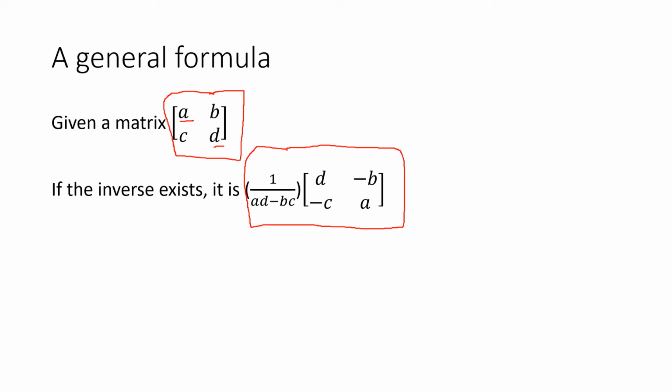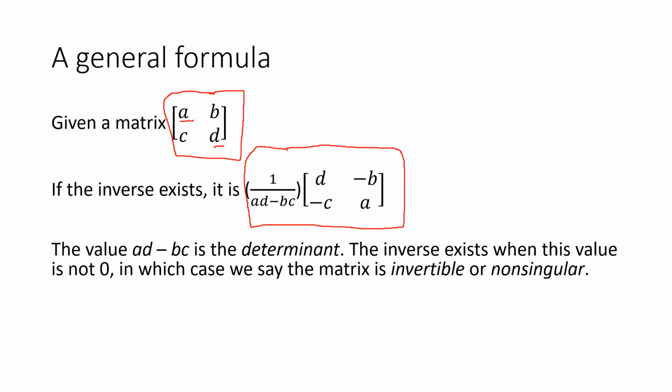This value AD minus BC is important. If this value is not 0, if AD minus BC is not 0, then we do have an inverse. If this value AD minus BC is 0, then our matrix does not have an inverse. So when the value is not 0, we say that the matrix is invertible, or we say it's non-singular. It's not by itself. It has a partner, right? Something you can multiply by it and end up back at the identity.